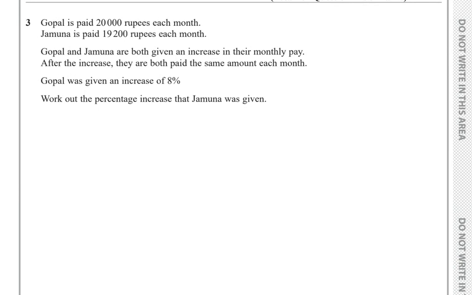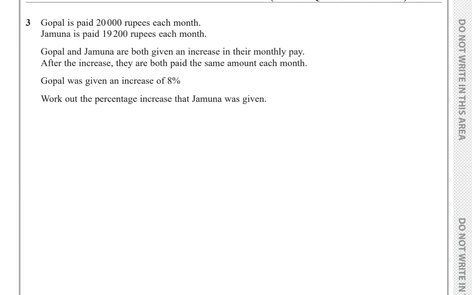So Gopal is paid 20,000 rupees each month. Jamuna is paid 19,200 rupees each month. Gopal and Jamuna are both given an increase in their monthly pay. After the increase, they are both paid the same amount each month. Gopal's increase was 8%. Work out the percentage increase that Jamuna was given.